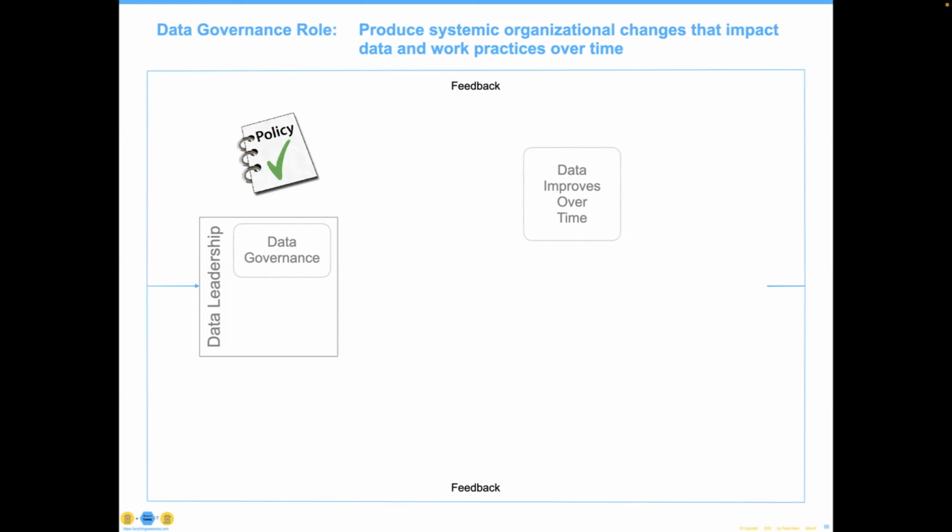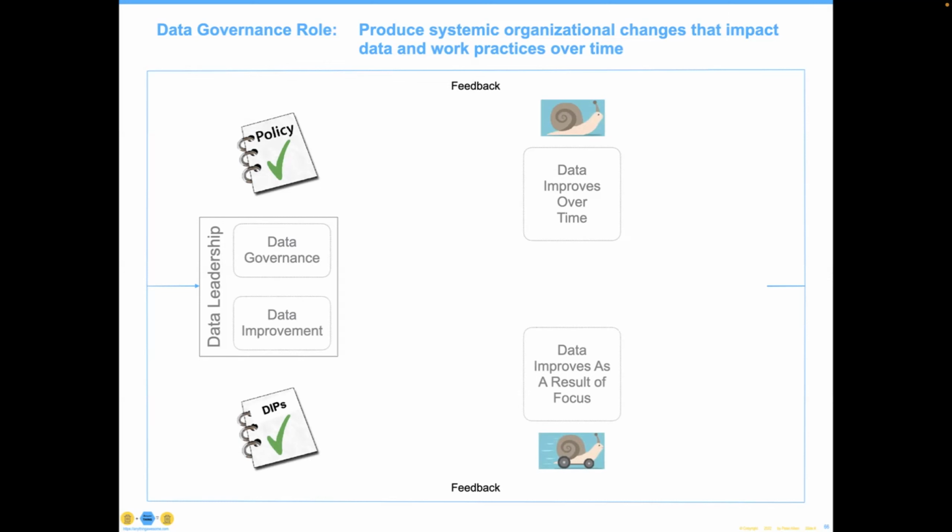So data improves over time, but the time might be measured in quarters and years rather than in weeks and months. While that's okay for some, others think that is too slow, and they want to know if there's something that can be done faster. The answer is, of course, data leadership can also sponsor what we call a data improvement project. And then we can say that data improves as a result of focus.